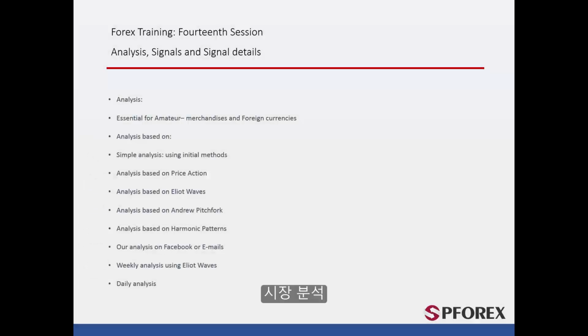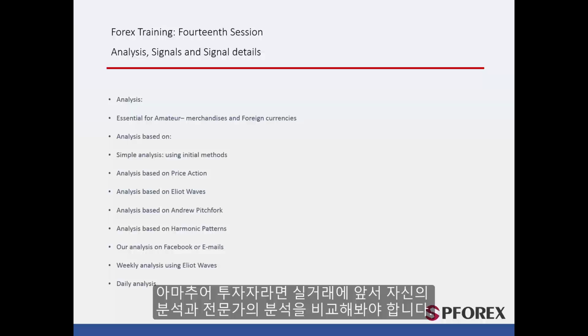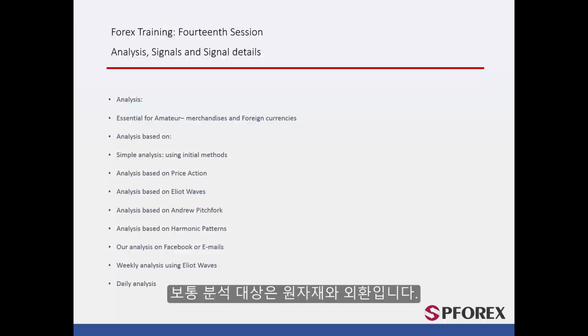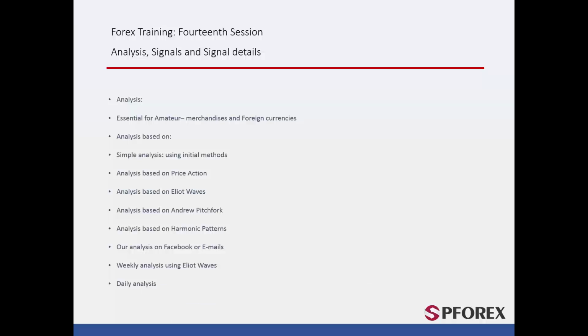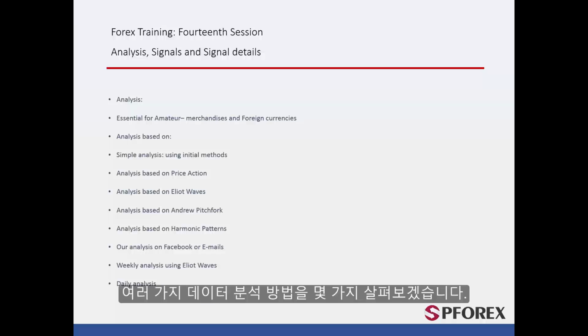Analysis signal. When an amateur starts working in this business, they need to compare their analysis with the professional's work. Usually, these analyses are based on merchandise and foreign currencies. Analyses are based on fundamental rules and theories. However, they are also very simple to use, like using indicators. There are several different methods of data analysis that we will look at.